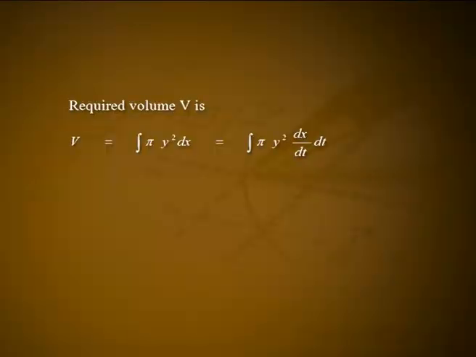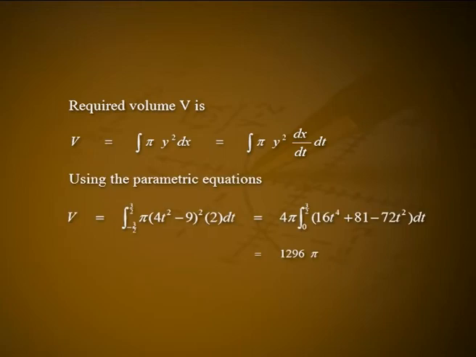The required volume V = ∫ π y² dx, that is equal to ∫ π y² (dx/dt) dt. Using the parametric equations, V = ∫ from −3/2 to 3/2 of π (4t² − 9)² × 2 dt, that is equal to 4π ∫ from 0 to 3/2 of (16t⁴ + 81 − 72t²) dt, that is equal to 1296π.